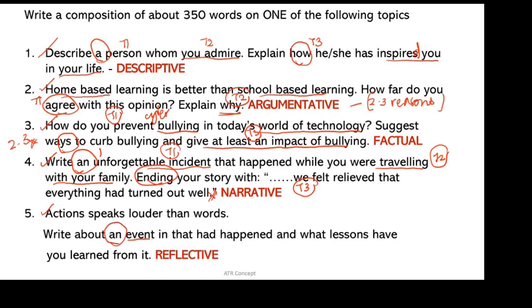Remember again, an event. Just one. Task number 1 that had happened. Again, something in the past. An event that had happened, and what lessons have you learned? Lessons, so you cannot give only 1 lesson, you give 2 to 3 lessons. This is already task number 2. What lessons have you learned from it?